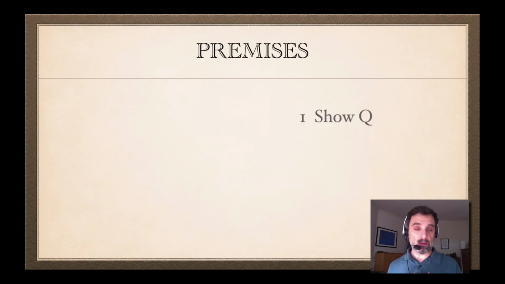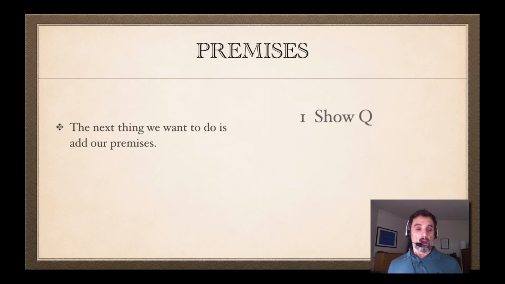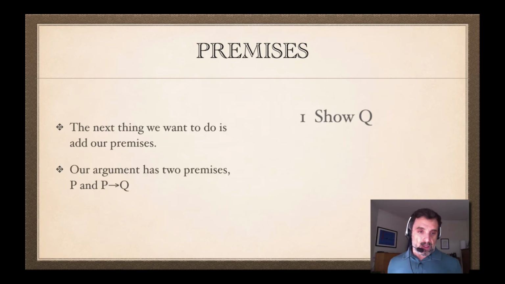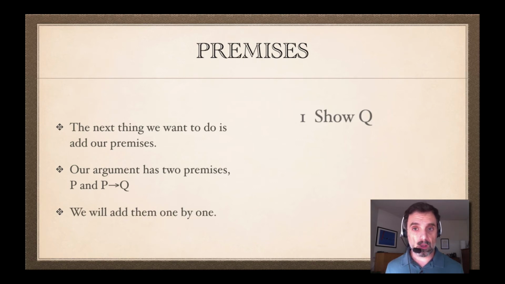So that's the very beginning. There's a show line, and then the next thing you'll do is insert premises. Our argument has two premises, P and if P then Q, and so we'll put them in one by one. First we'll have a second line, line 2, and that'll be P, and we'll say PR.